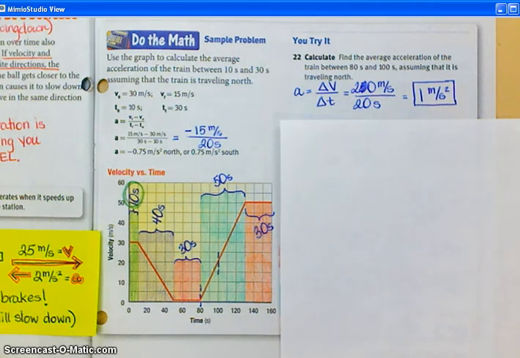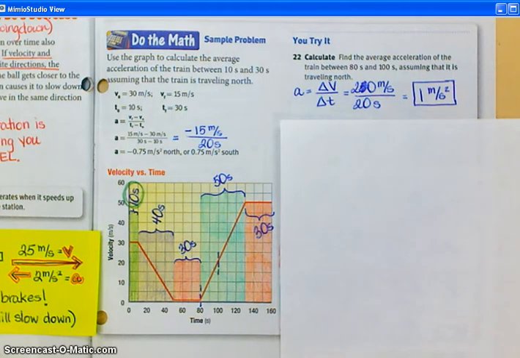Now, I'm going to look at my 5 segments of the graph, and I'm going to determine the acceleration for each one of those segments. Okay? The first one I color-coded is kind of skinny because it's only a 10-second interval. It goes from 0 to 10 seconds.